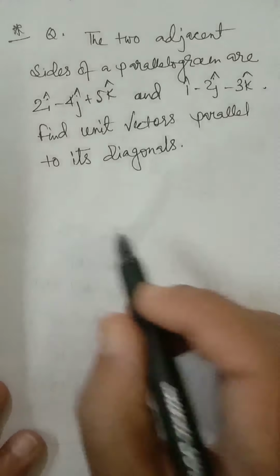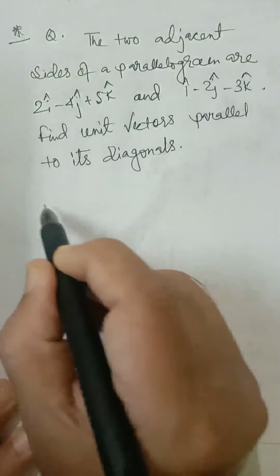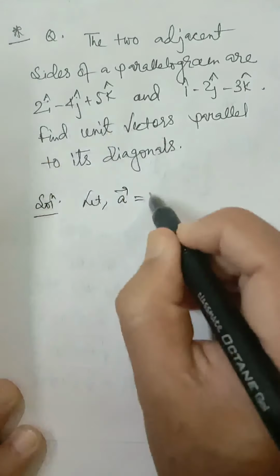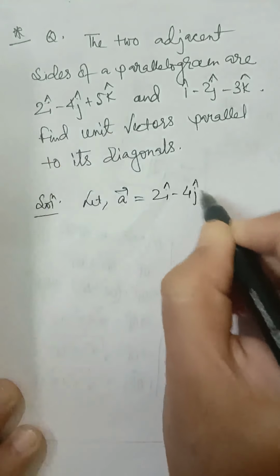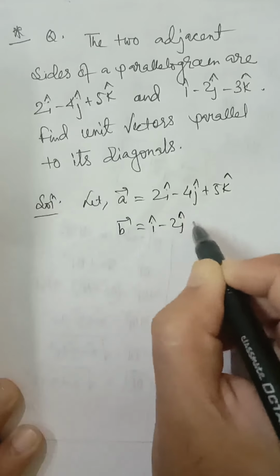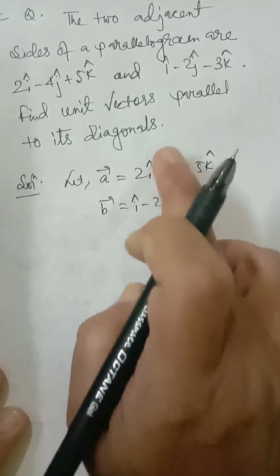The next question is an important one. The two adjacent sides of a parallelogram are 2i minus 4j plus 5k and i minus 2j minus 3k. Find unit vectors parallel to its diagonals. The two adjacent sides of a parallelogram are this and this. First of all, let me consider a vector equal to 2i minus 4j plus 5k and b vector equal to i minus 2j minus 3k. What is given? These two are adjacent sides of a parallelogram.